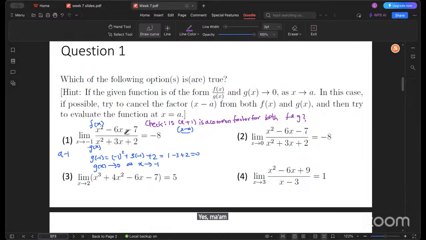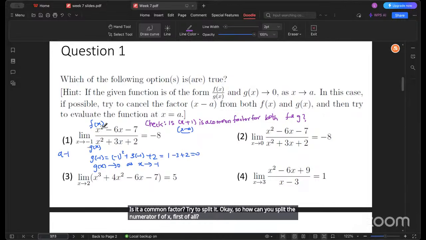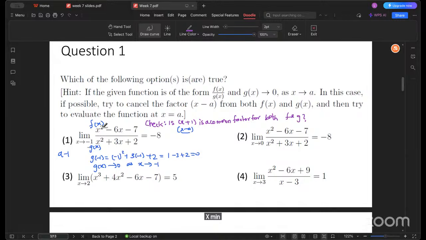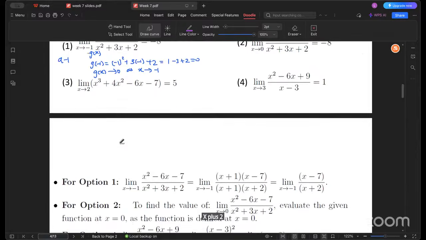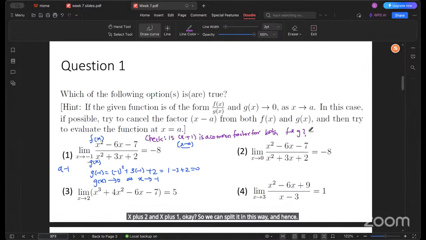Try to split it. Okay, so how can you split the numerator f of x first of all? x minus 7 and x plus 1. Good. What about the denominator? x plus 2 and x plus 1. Okay, so we can split it in this way, and hence now what's the next step?